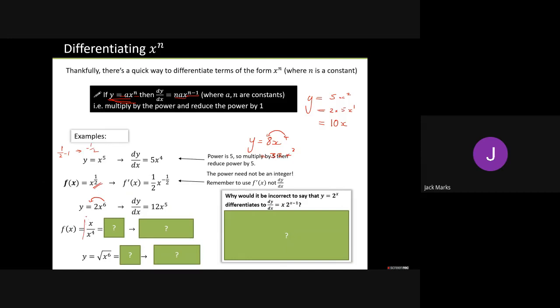If it looks a bit more complicated, so you're multiplying or dividing, just use power rules. So this is x to the 1 divided by x to the minus 4. Well, that's just x to the minus 3. And you can do this with negative powers as well. Bring it down and decrease the power. So minus 3x to the minus 4.